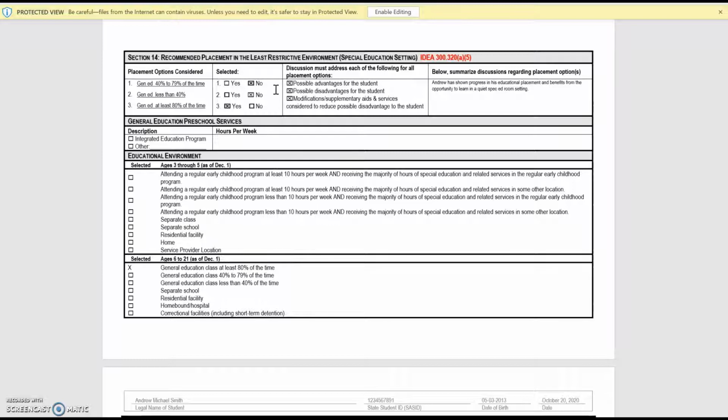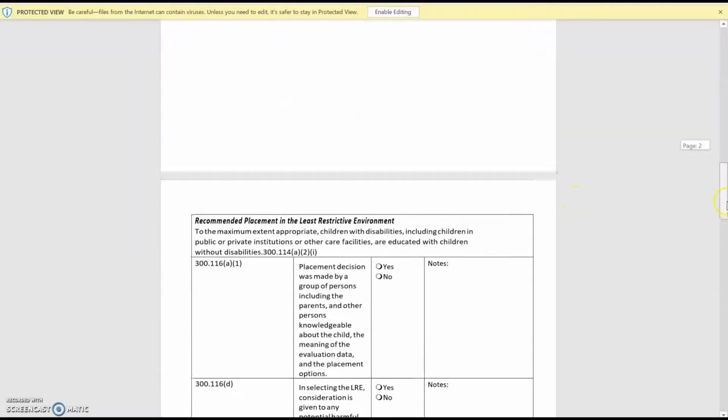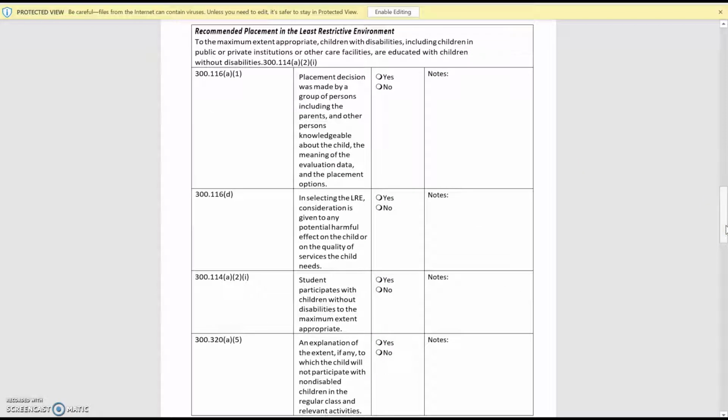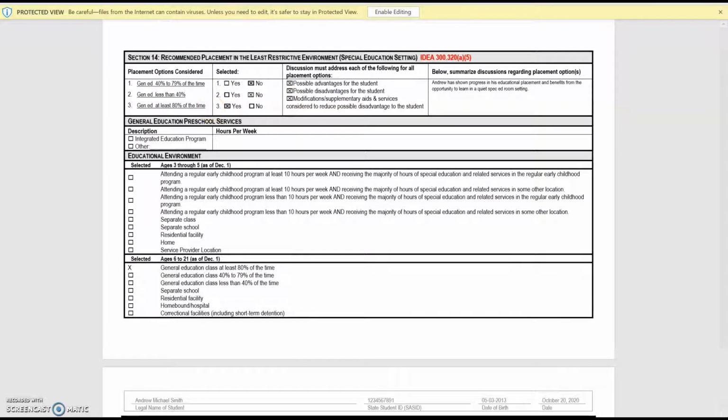And then in the far right column, we need to talk about the discussion that occurred for advantages and disadvantages of that placement and what we might do to address and reduce the potential disadvantages. So all of those things must be addressed in the IEP document and in the critique. We're going to be talking about whether those things are happening or not. So moving down from the service delivery statement here into least restrictive environment, you'll need to go through each of these and check yes or no about whether this is happening in Andrew's IEP provided to us, section 14.